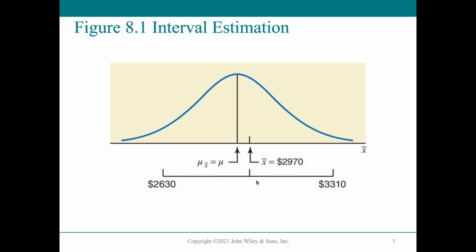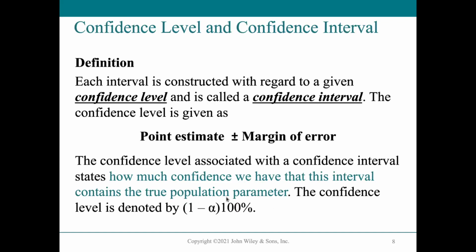So we add or subtract values from our point estimate so that we can say with confidence that the true population mean is between the values of 2,630 and 3,310. This is your interval estimation, and it is actually true because the true population mean really falls between these values. The value that we add or subtract to the point estimate is your margin of error.